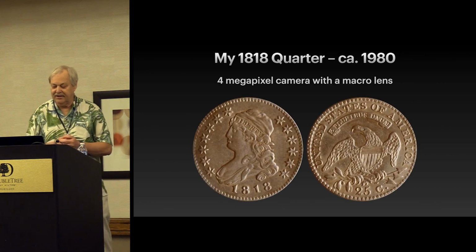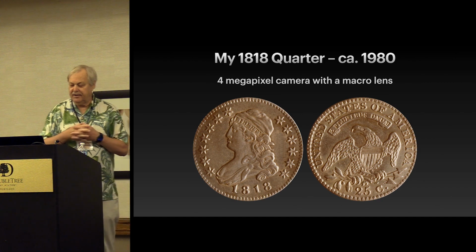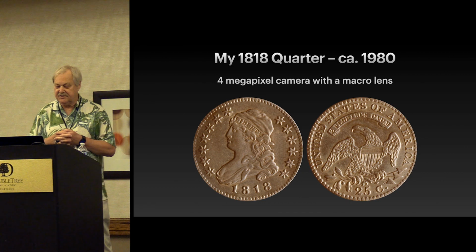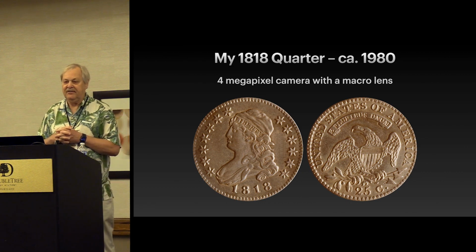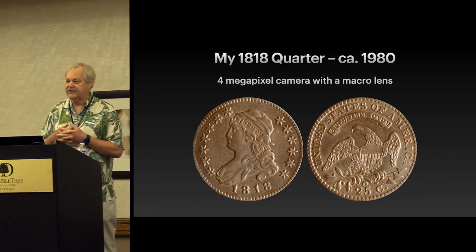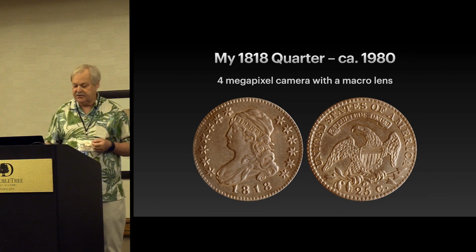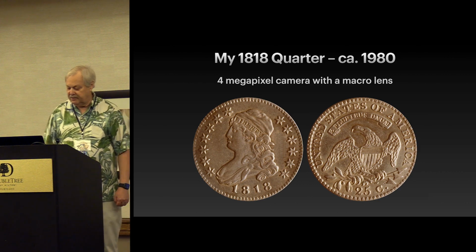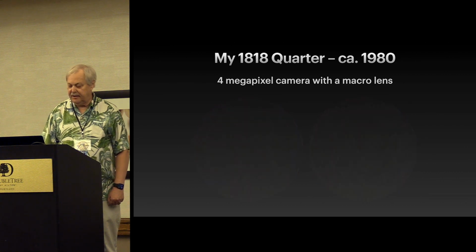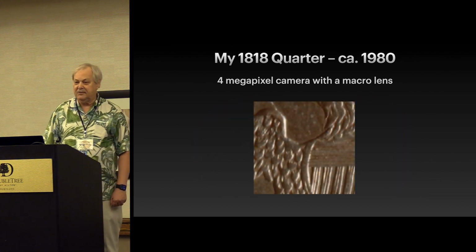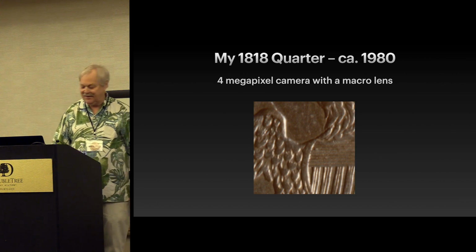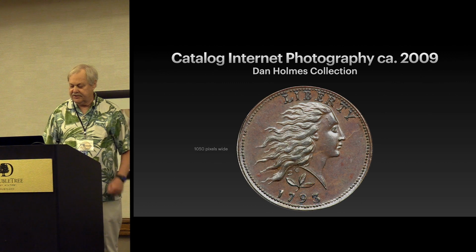I thought I took this one out. I had a 4 megapixel camera with a macro lens back in 1980. 4 megapixels is nothing today. My iPhone is 14 megapixels. But I took this picture of a quarter in around 1980 with a macro lens. It looks pretty good. It looks pretty good on the screen. If you blow it up, you can see it's not really in focus. Okay, it was the best I could do at the time. Okay, but the picture was good.